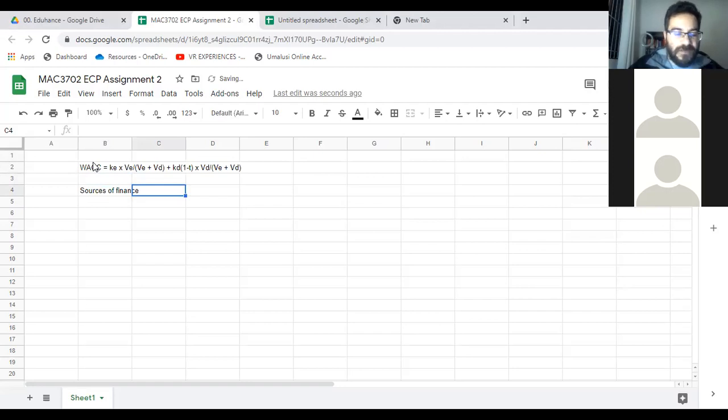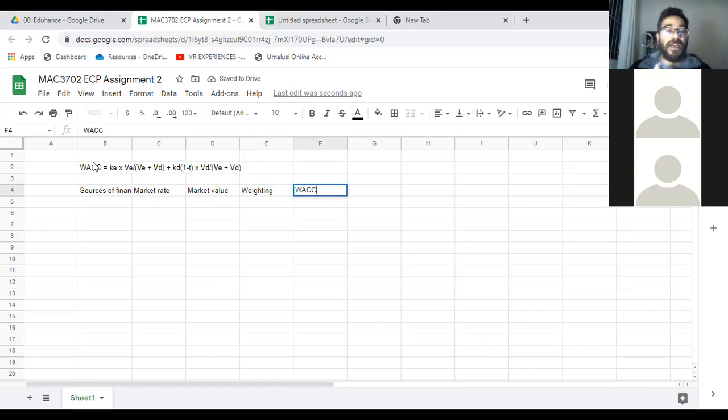Market rate or cost of finance, market rate. We must use market value. So I put in market value. My market value helps me determine my weighting. And then I have WACC.